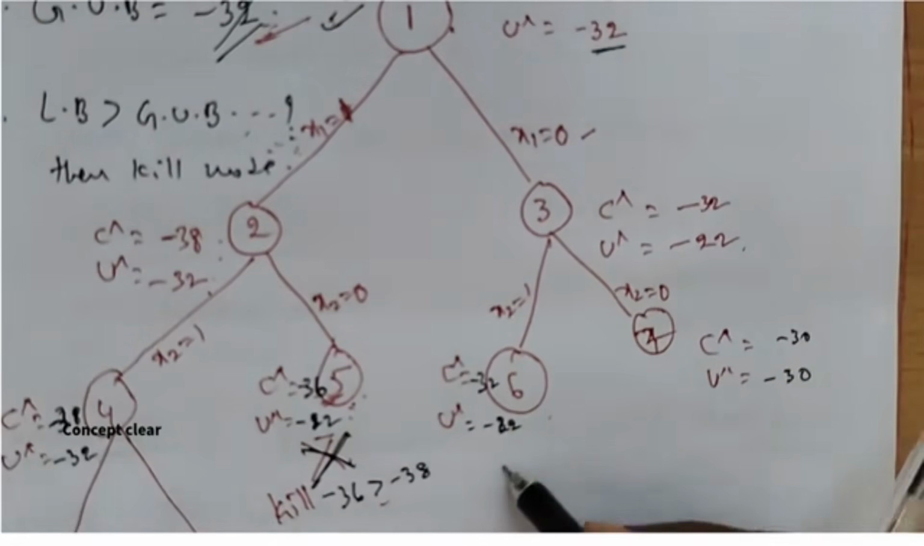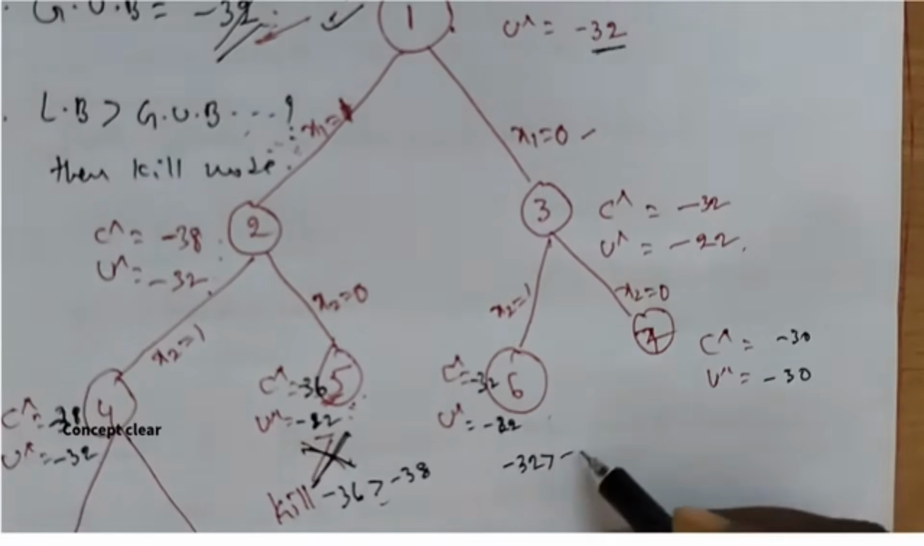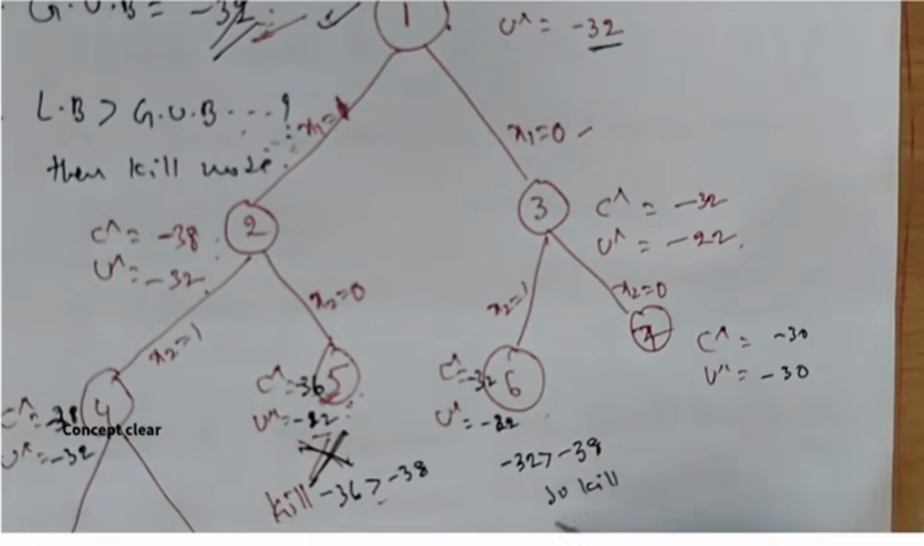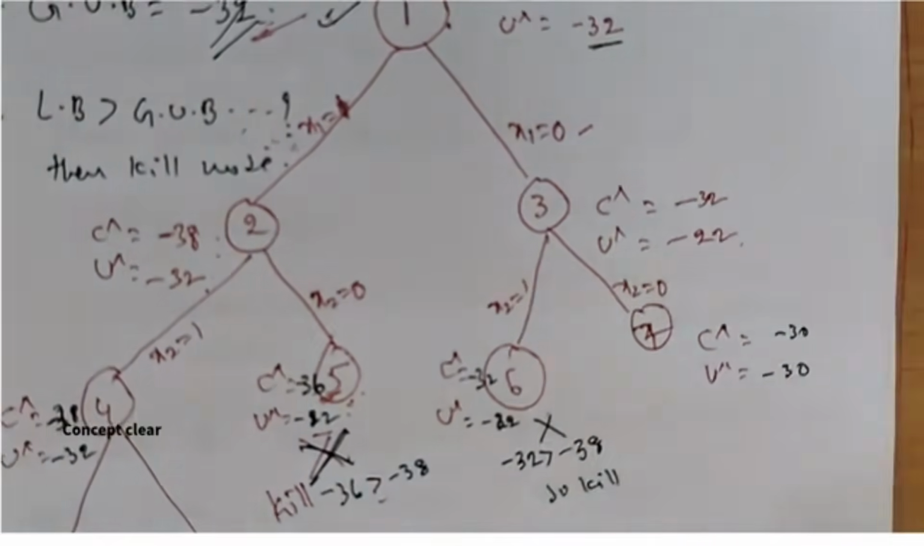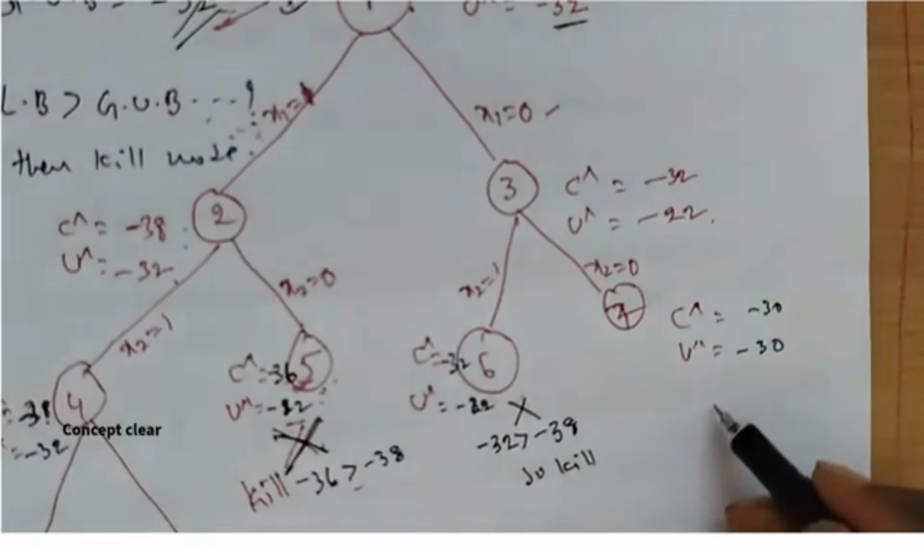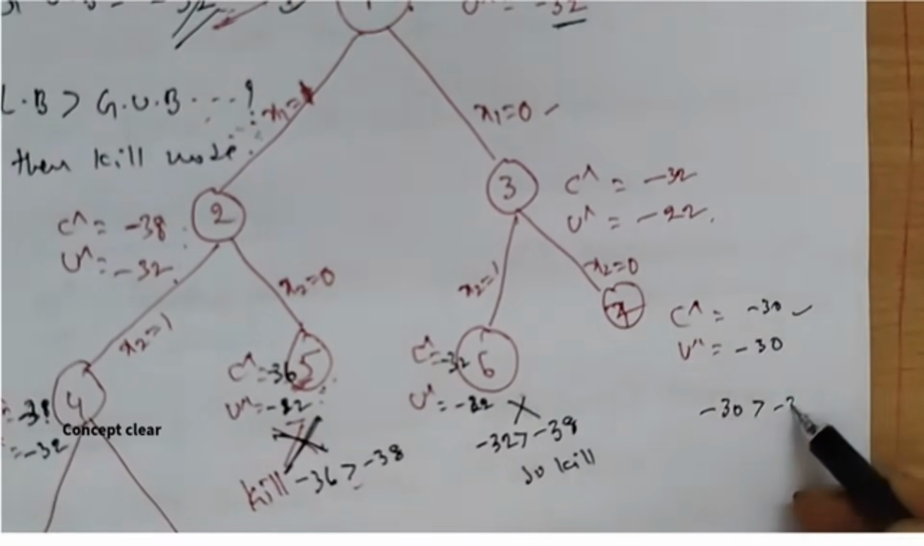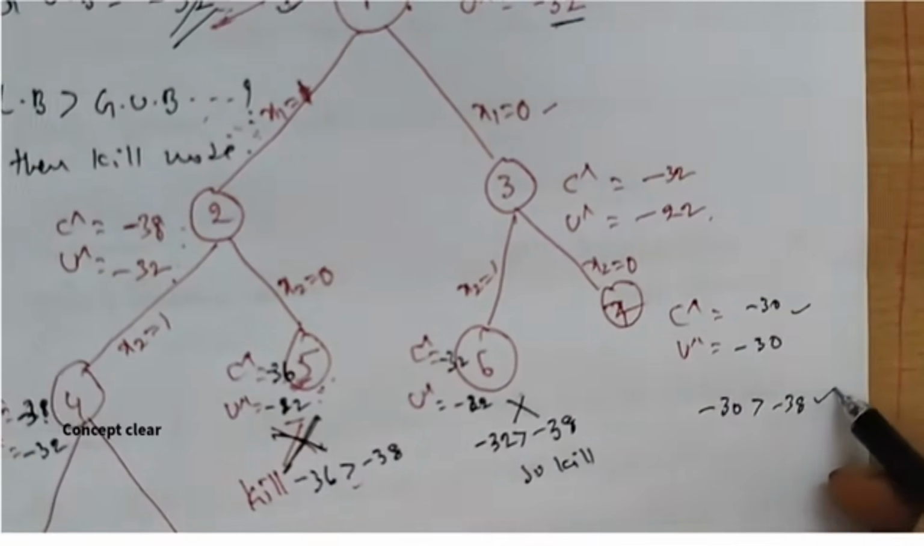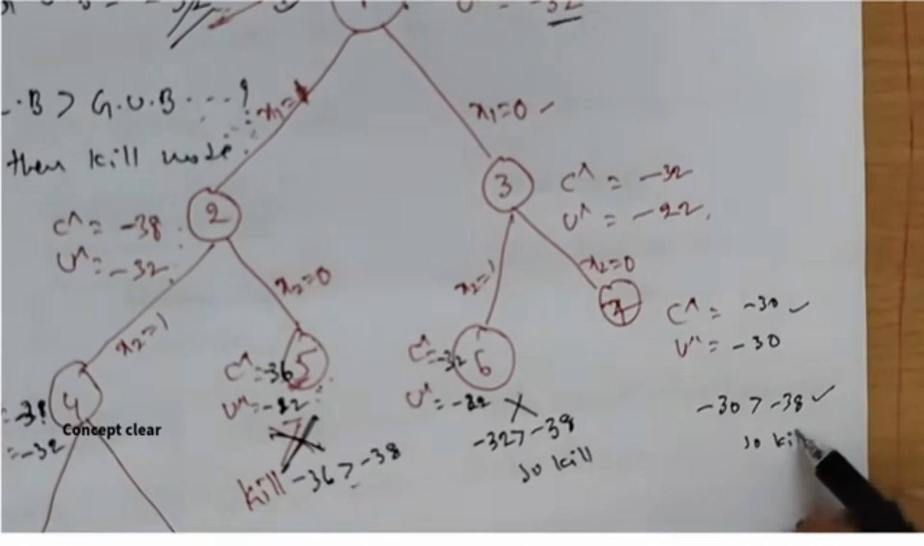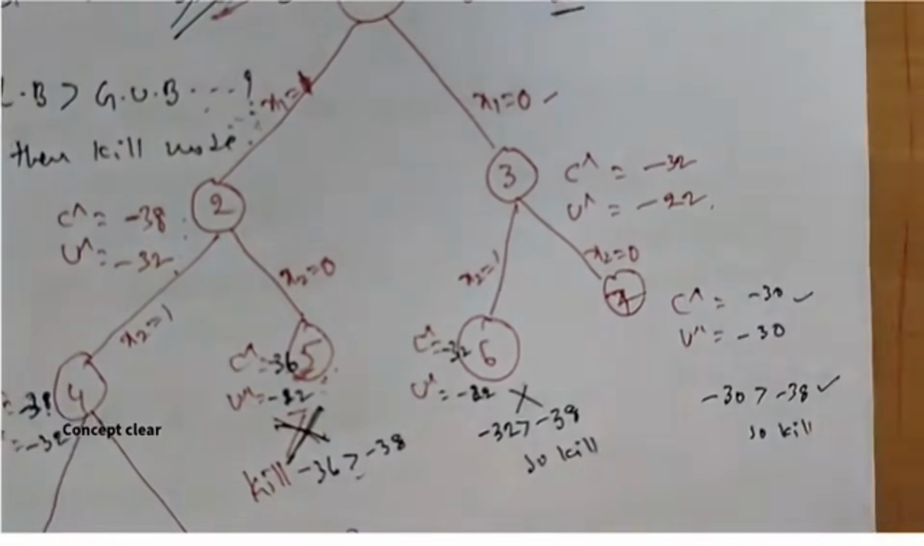What is the upper bound value here? Minus 32 greater than minus 38. So we have to kill this node also. Kill this node. And what about this one also? Here minus 30, least bound value is minus 30, greater than minus 38. So it is also killing. It is also killing.